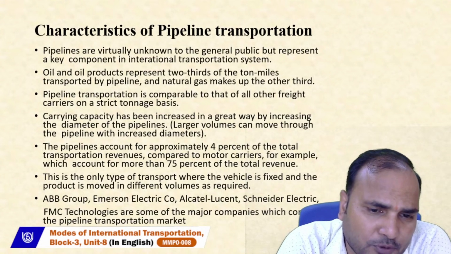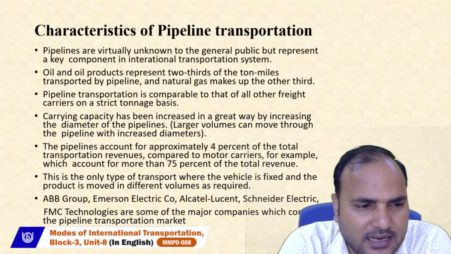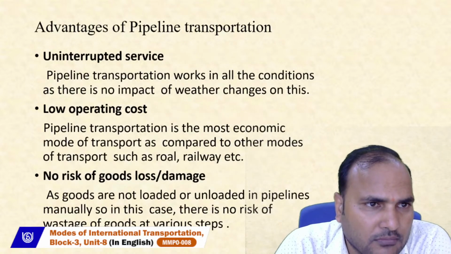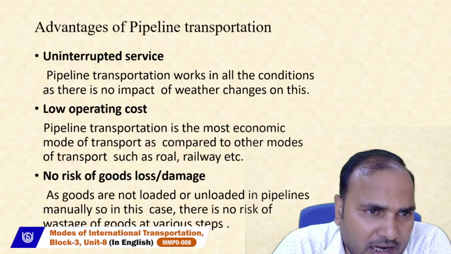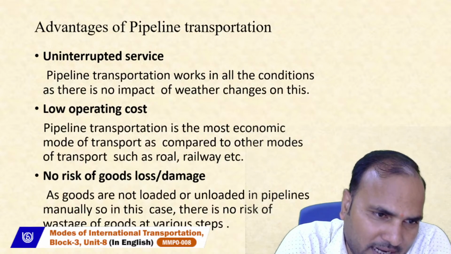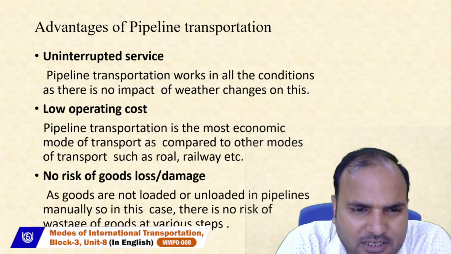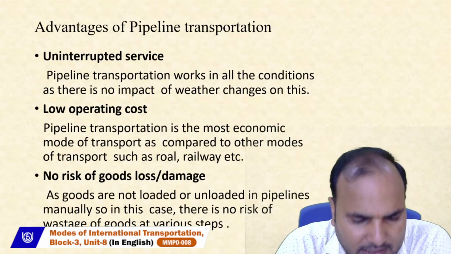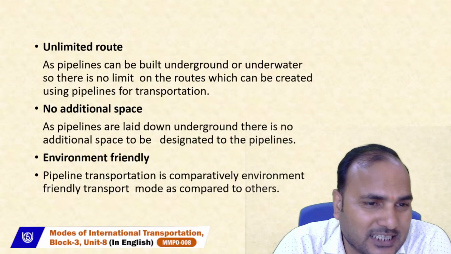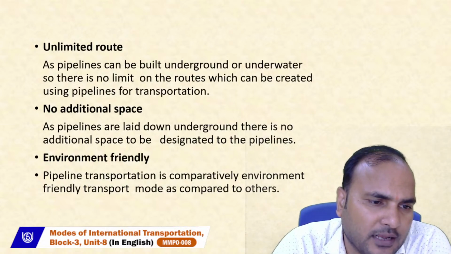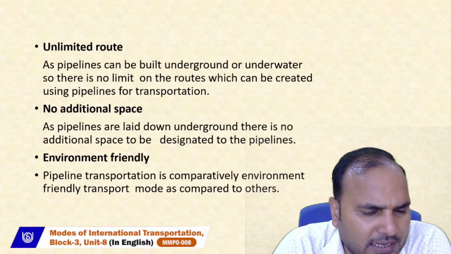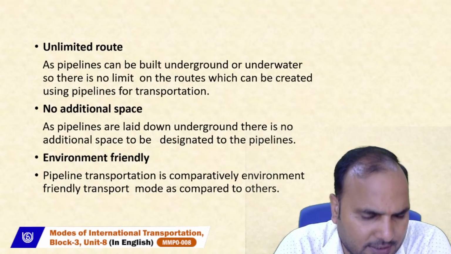This is the only type of transportation where the vehicle is fixed and the product is moved in different volumes as required. This is an advantage, along with uninterrupted service. There is no interruption. Operating cost is very low. There is no risk of goods loss or damage. There is unlimited route. No additional space is required for pipeline transportation, and it is very environmentally friendly, because there is no carbon emission.